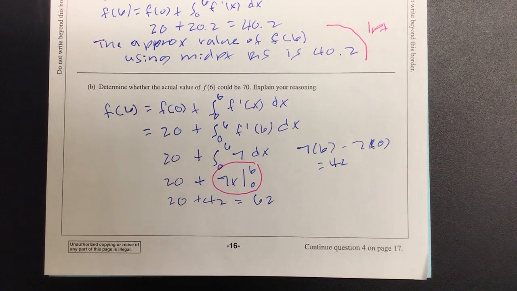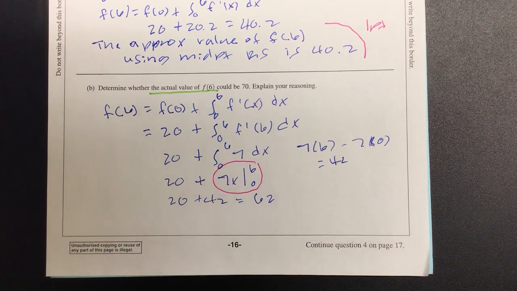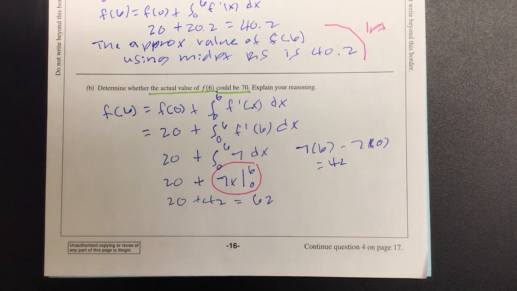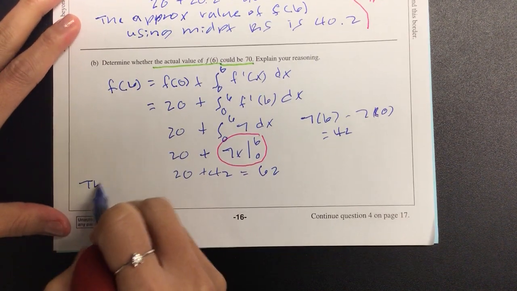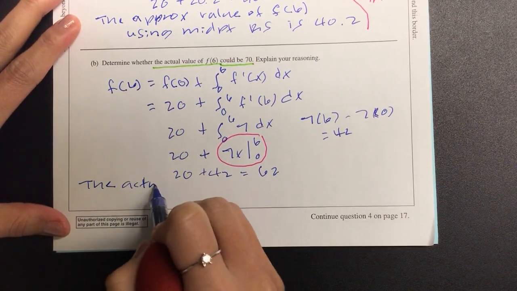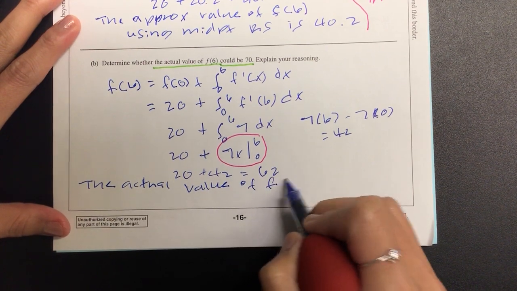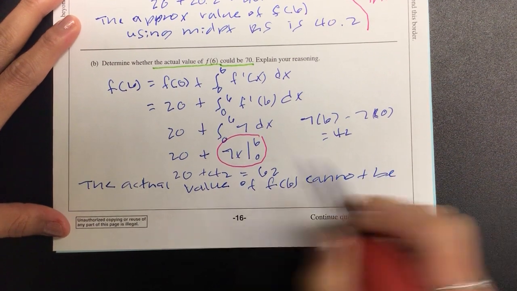No. So what I want to do is, again, steal the sentence stem. I'm going to say the actual value of blah is. I guess I could underline this and say could not be. Let's write on here, do I have enough room? The actual value of f of 6 cannot be 70.